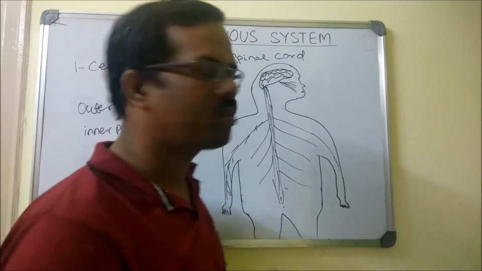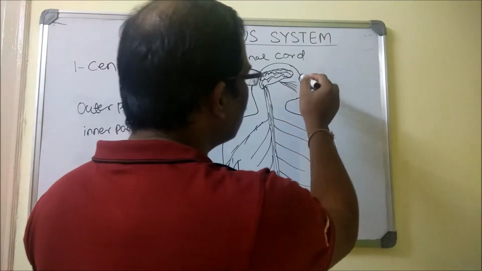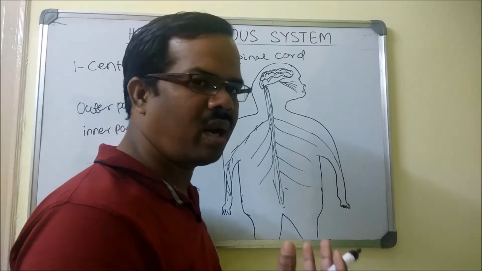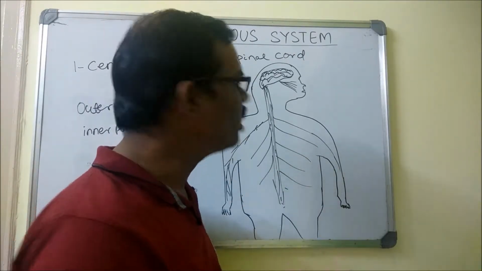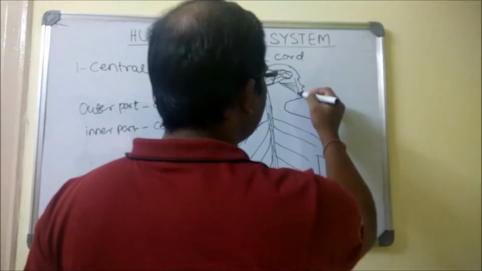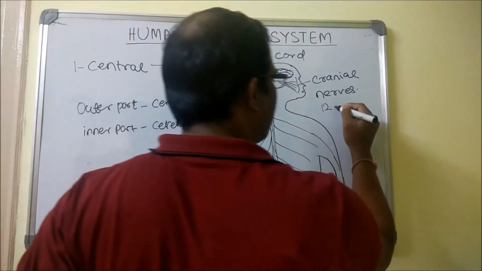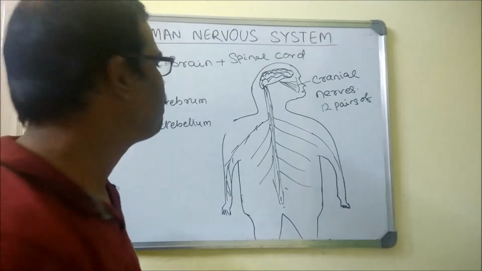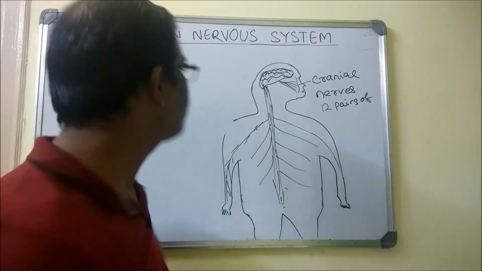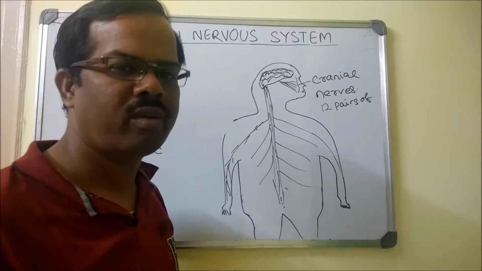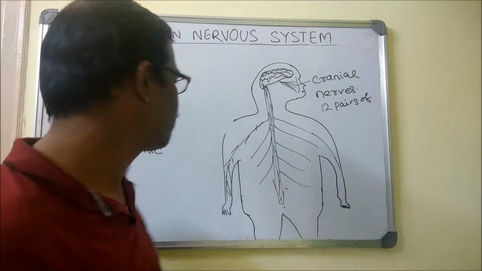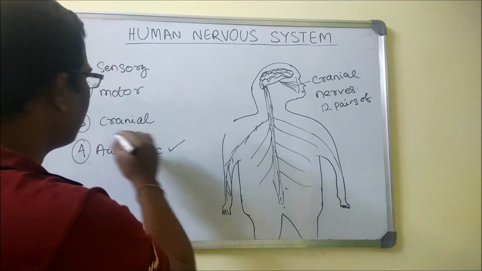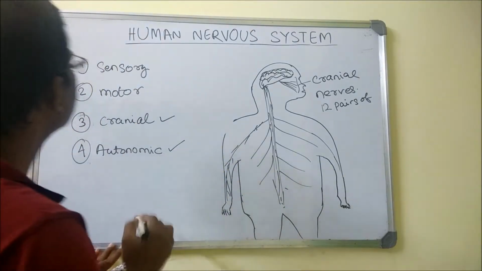Another type of nerves that come from the brain to the face, to see things, to smell, to taste or to hear, are called cranial nerves. There are around 12 pairs of cranial nerves in our body. There are mainly four categories of nerves: sensory nerves, motor nerves, cranial nerves, and autonomic nerves. We have already discussed autonomic nerves. We have already discussed the cranial nerves.